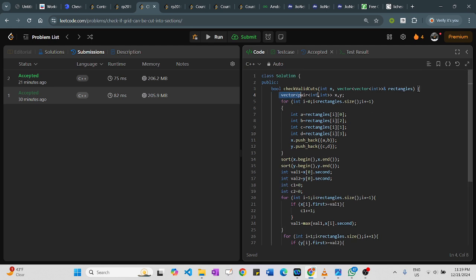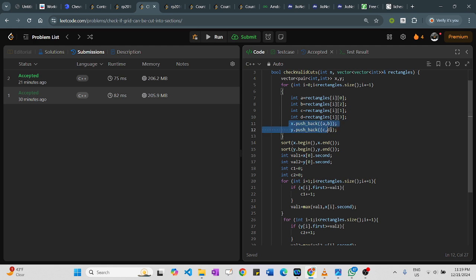See, this is the vector of pairs that I will be maintaining, again like in this question, that will be the x and y coordinates of each and every rectangle. This is the starting x coordinate of the rectangle, and this is the end x coordinate of the rectangle, and similarly this is the starting y coordinate of the rectangle and this is the end y coordinate of the rectangle.